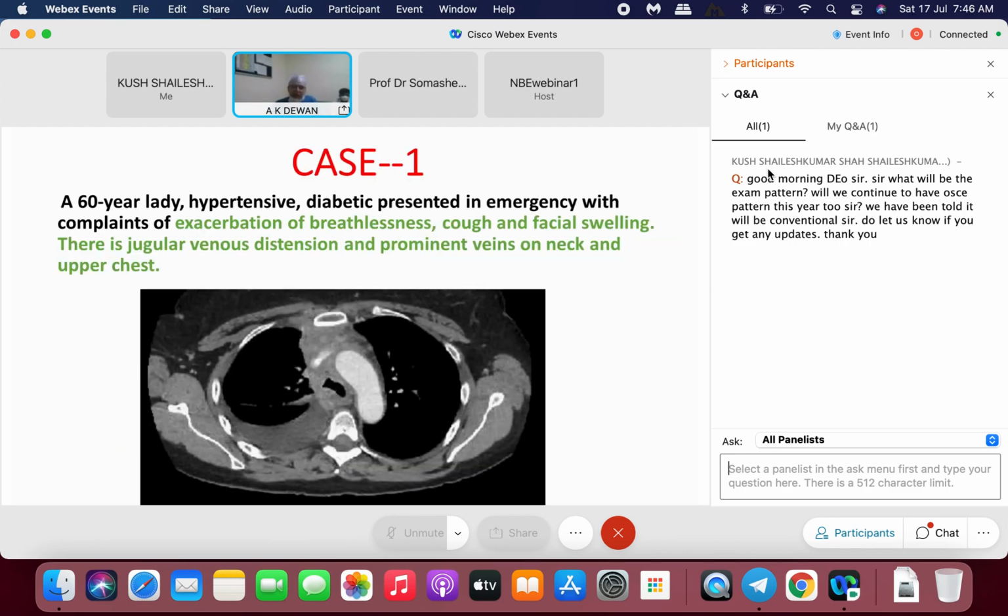Just a few examples. So you may get like this, a 60-year lady, hypertensive, diabetic, presented in emergency. I have highlighted this theme. This is what needs to be focused. Now read this carefully. Exacerbation of breathlessness, cough and facial swelling. A 60-year lady. There is a jugular venous distension and prominent veins on neck and upper chest. Think of the diagnosis.